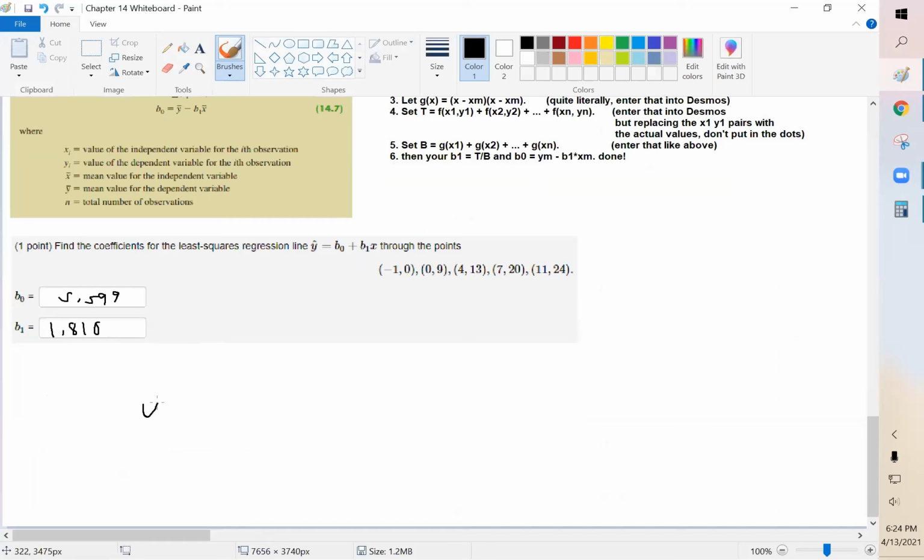But now I'm going to write this out in our form. So we have our predicted value is equal to our B naught, which is 5.599 plus 1.810x. On the exam, you'll get to do the shortcut, but you still got to write this out. You got to write the whole thing out.